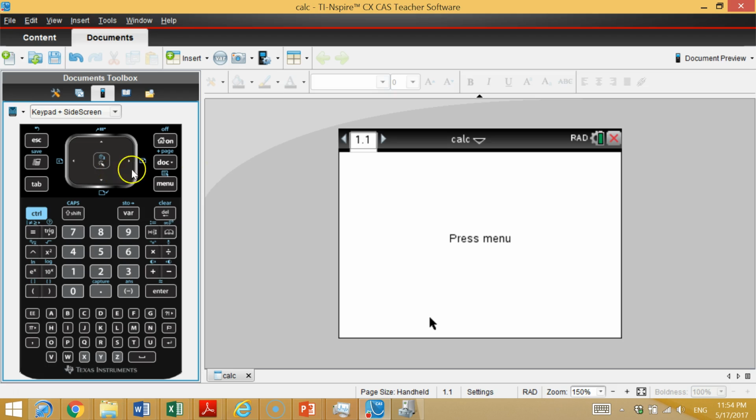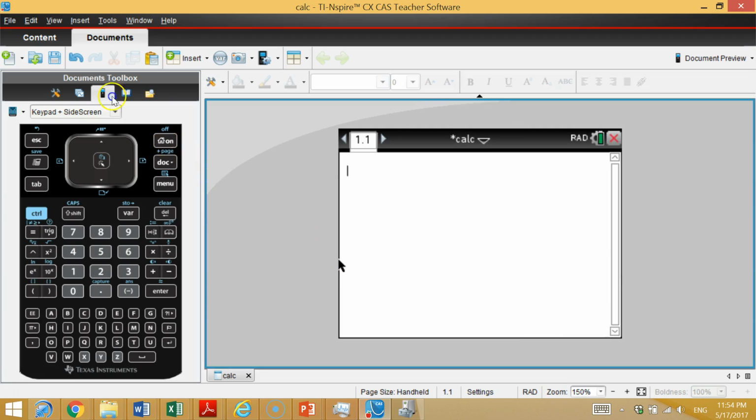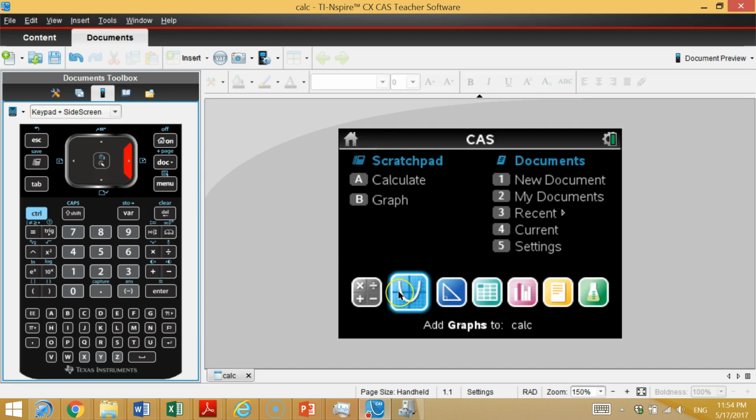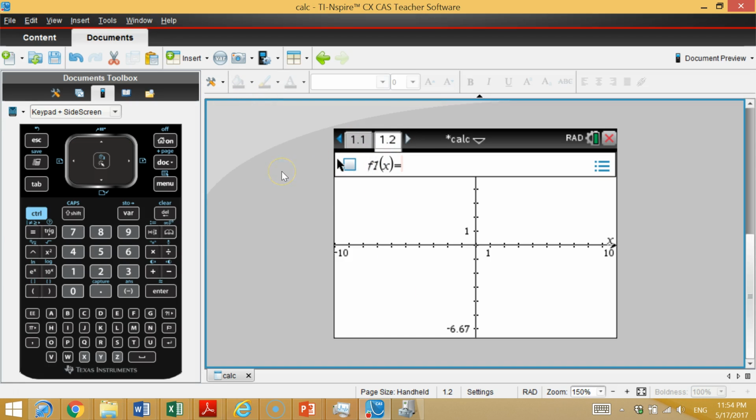So I have my calculus document open, and I'm going to open up a calculator. I'm also going to open up a graph. So go back to on and add a graph. You can use your arrow keys, remember. And so now I've got a regular calculator window and also a graph. We're going to be using both of those today, and probably add some more.